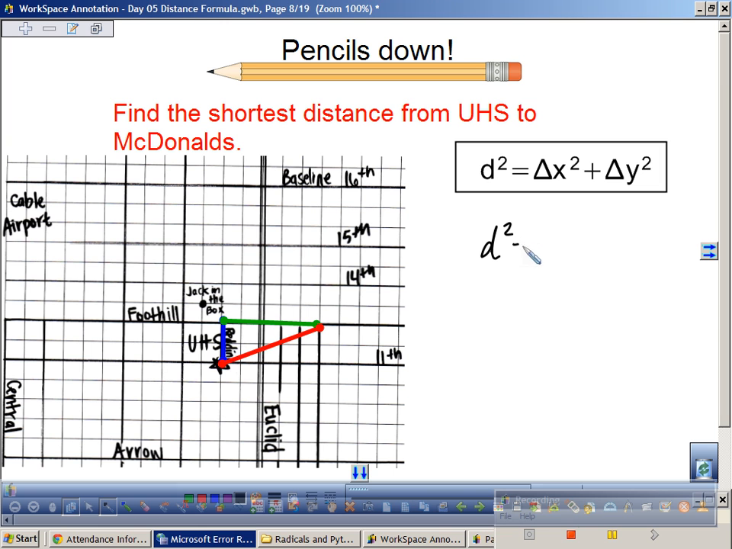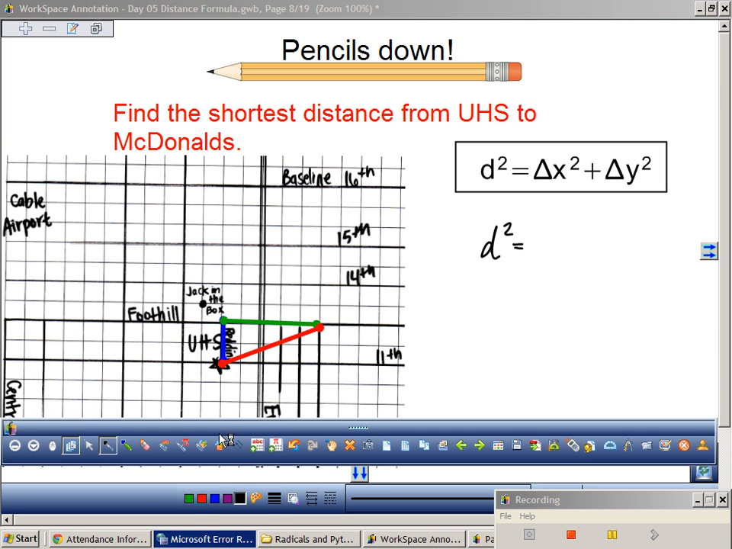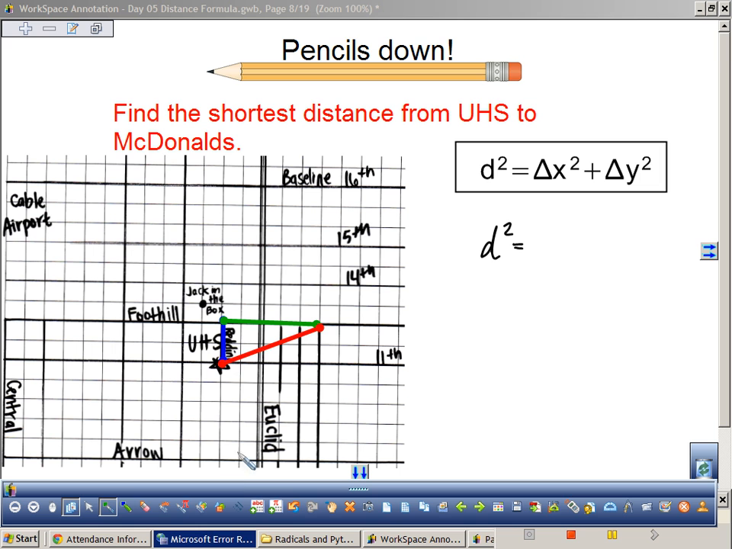So, d squared. What is the change in x? The change in x would be that green line, right? What's my change in x? Count it. 1, 2, 3, 4, 5.